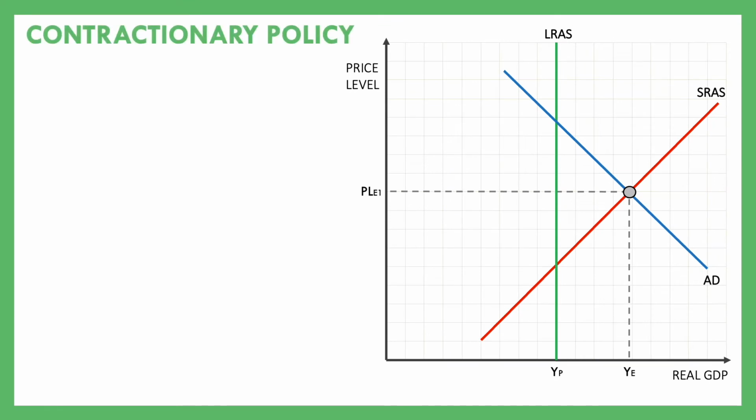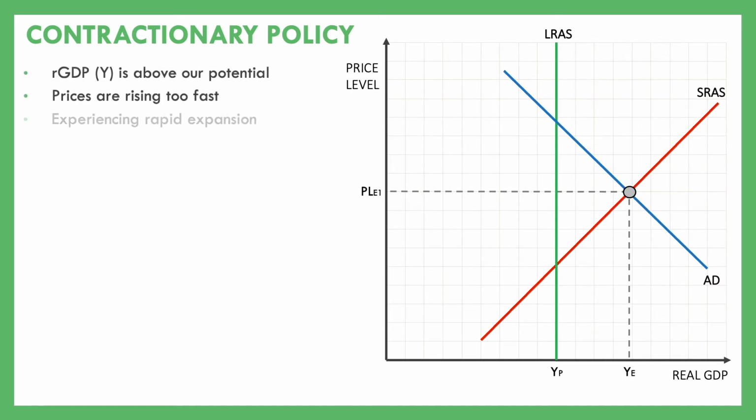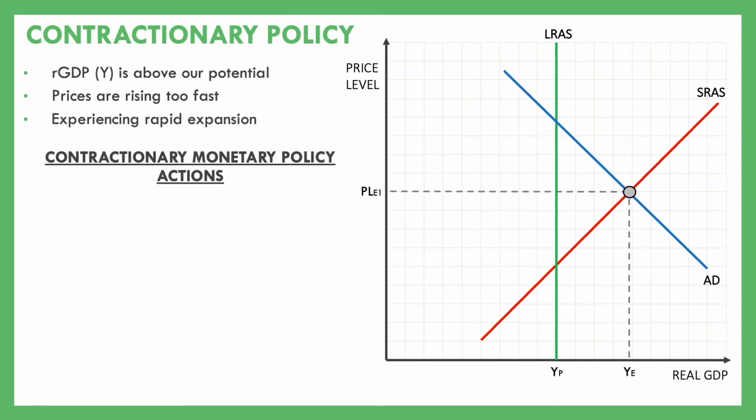What if we need contractionary policy? What if we're experiencing rapid expansion and we need to pump the brakes? So we're above our potential. Prices are experiencing inflationary pressure. We've got this rapid expansion. What could the Federal Reserve step in and do?